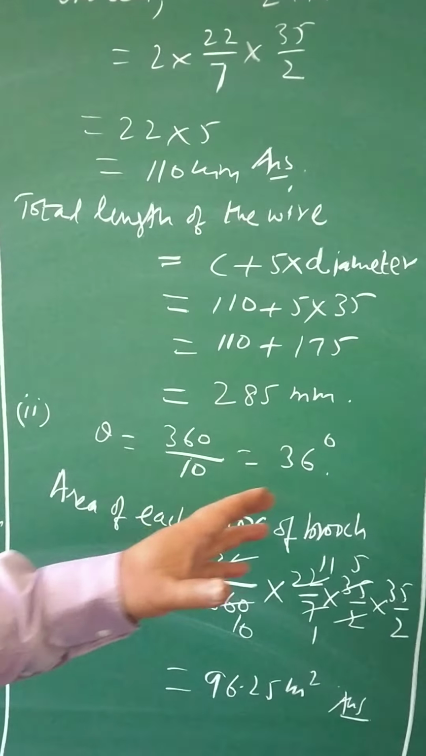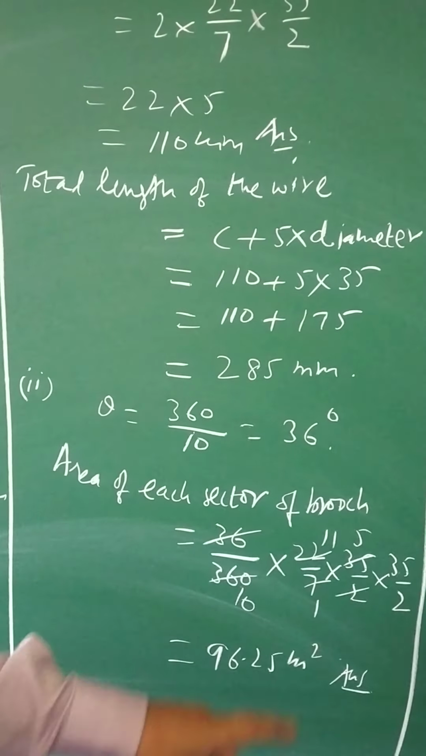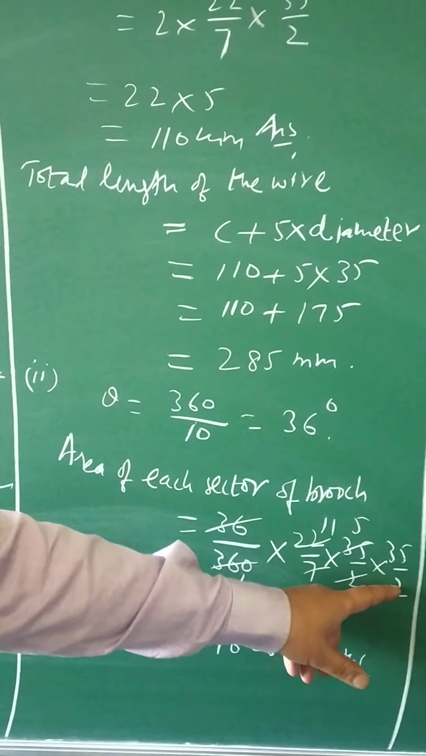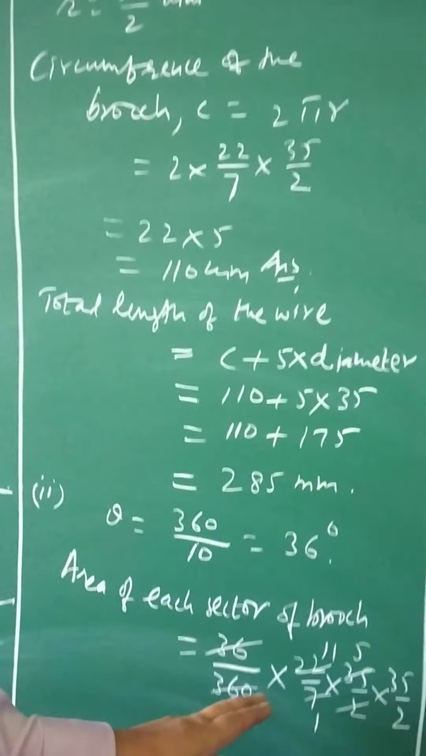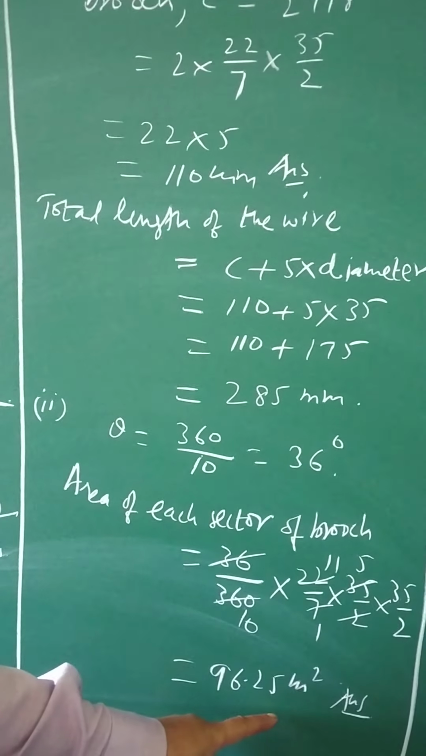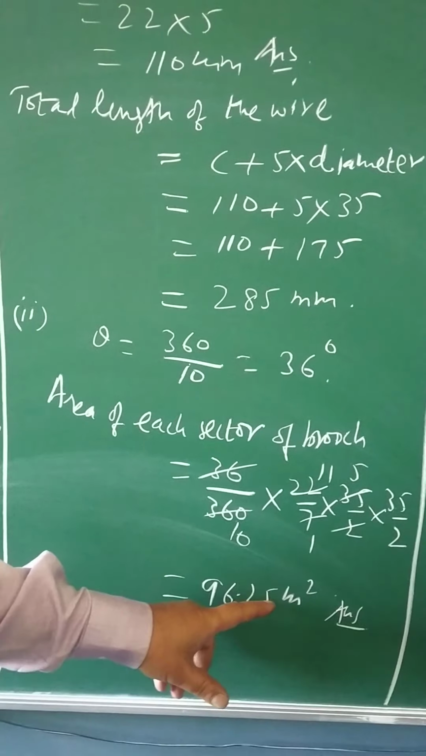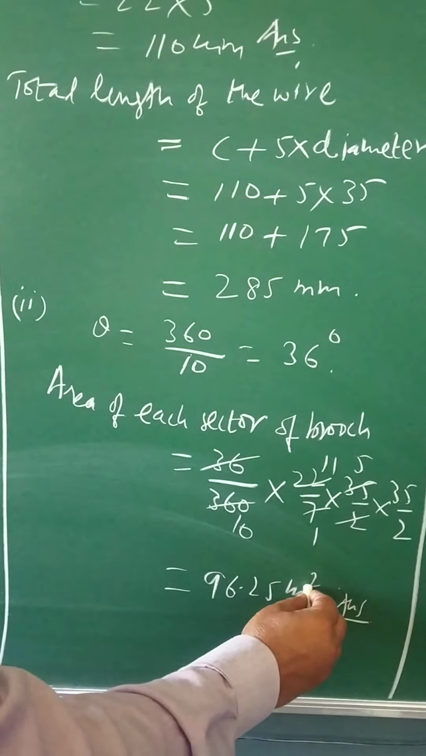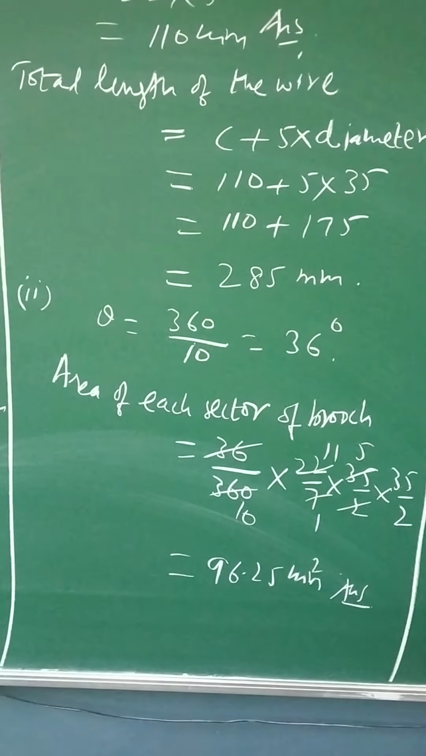So the area of each sector of that brooch will be equal to pi r square theta upon 360. Pi is 22 upon 7, r is 35 upon 2, 35 upon 2, and theta is 36 upon 360. Do this calculation, you will get 96.25 millimeter square. The units are in millimeters. So that will be the answer.